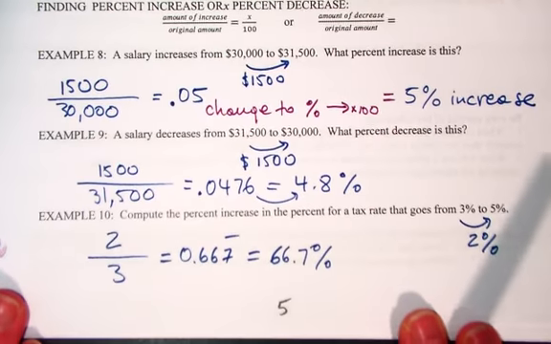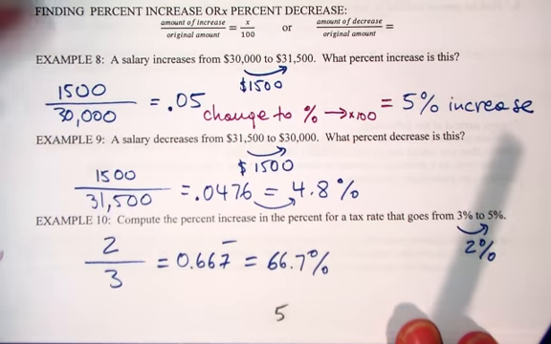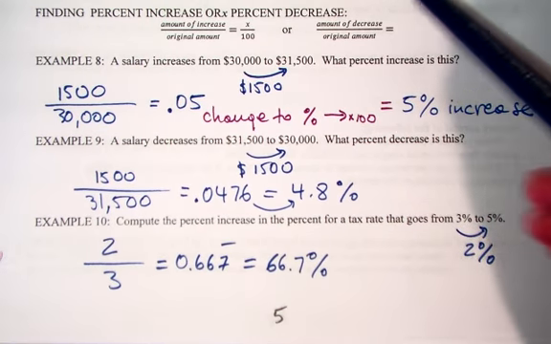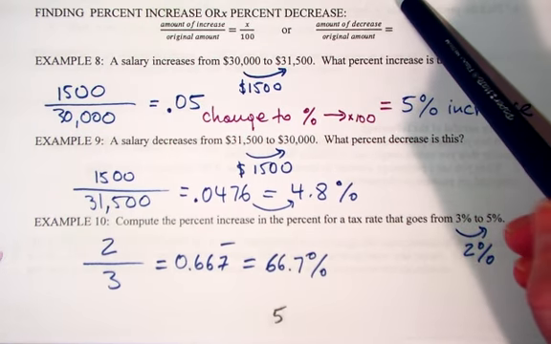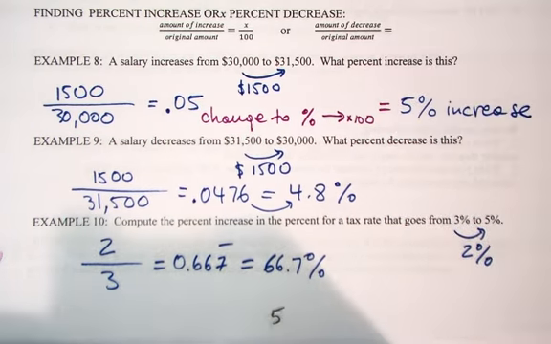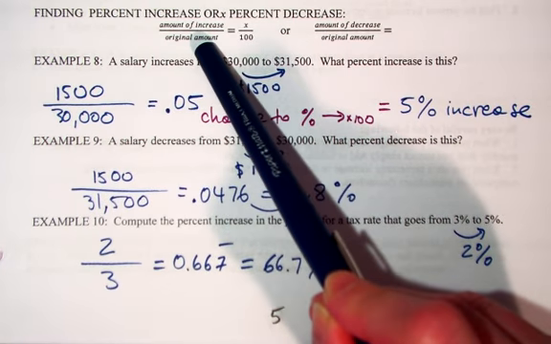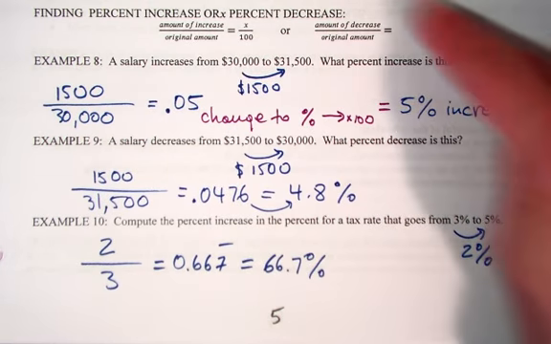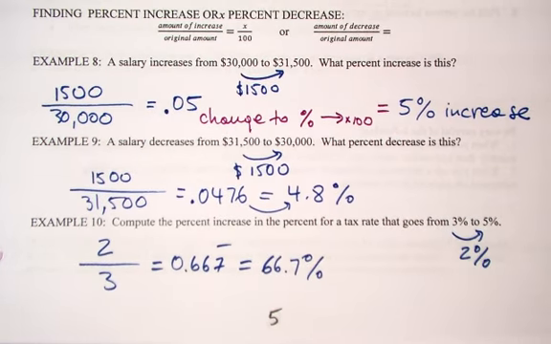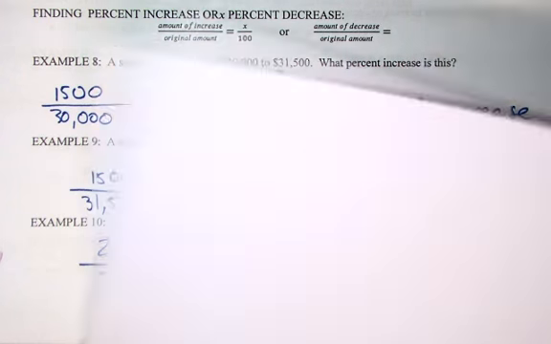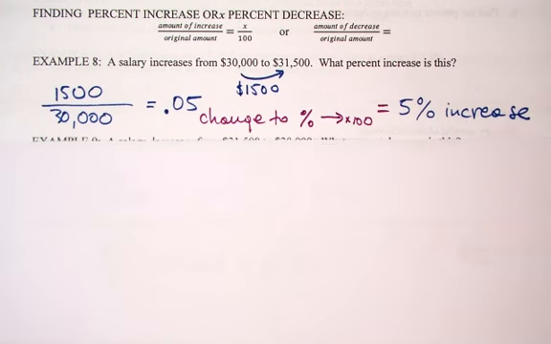The formulas are on the cover of the packet, also right here: amount of increase over the original amount, as well as amount of decrease over the original amount. So, for the first example, 8, a salary increases from $30,000 to $31,500. What percent increase is this?